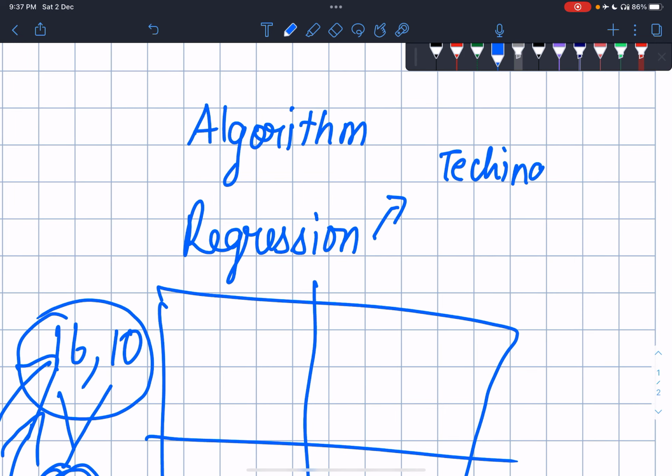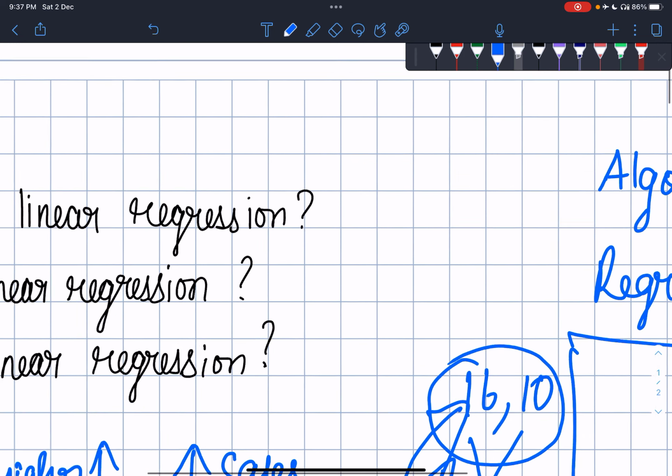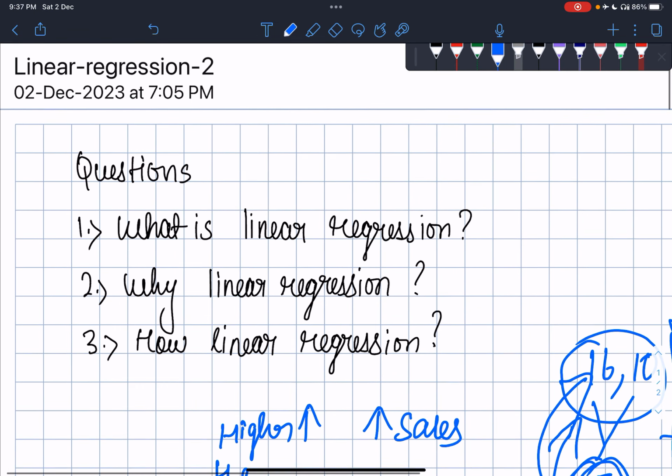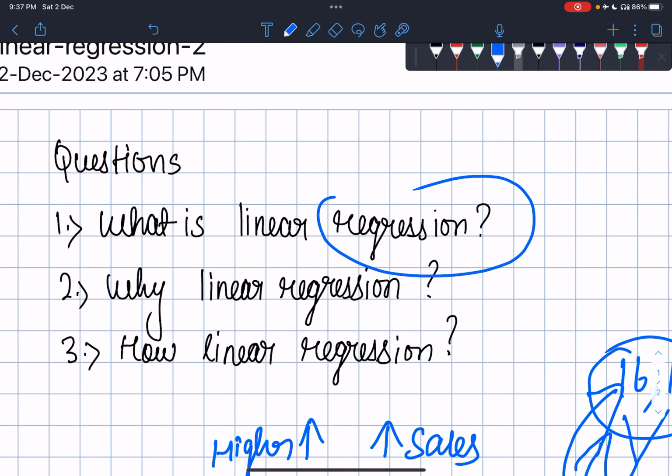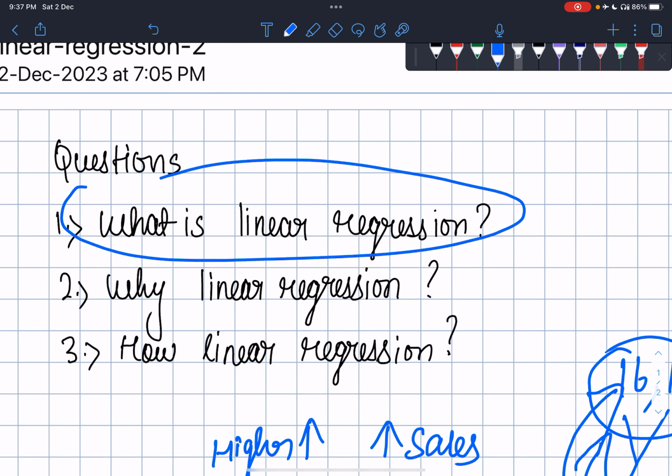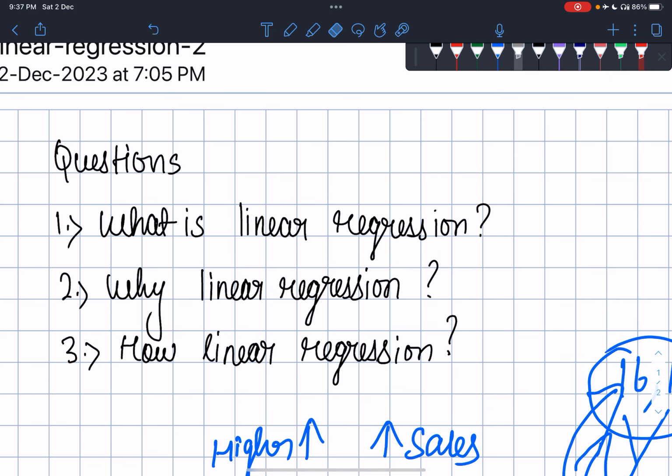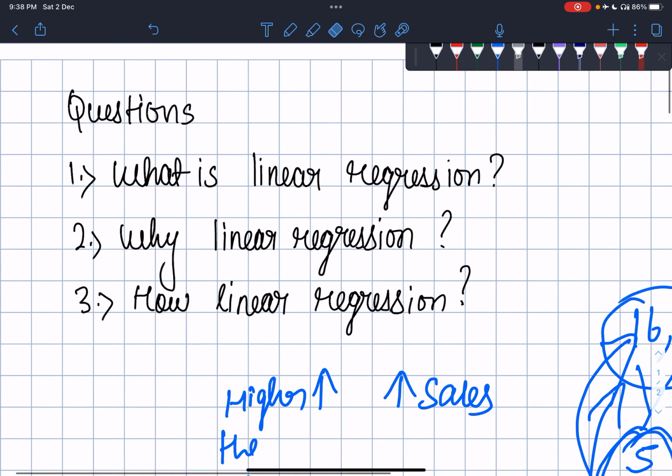Yes, it is a technique, nothing but a technique. Now we have got what regression is. Now we're going to see what linear regression is. Okay, linear regression. What is a linear regression?